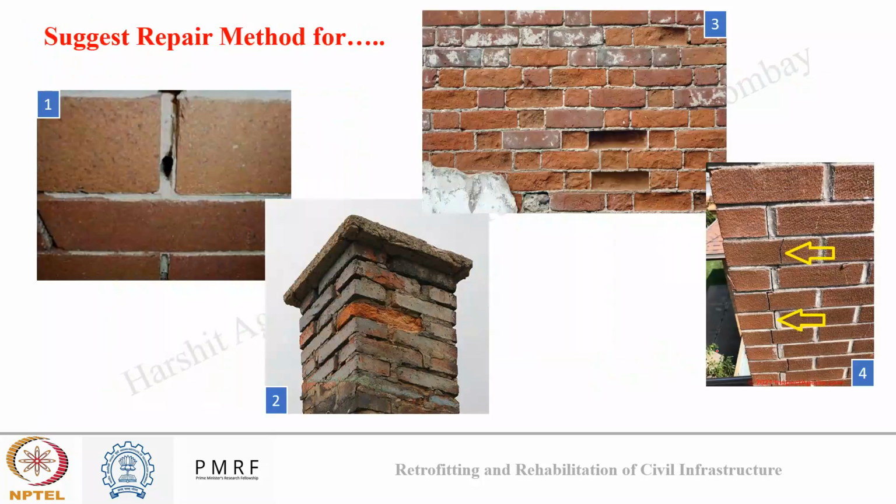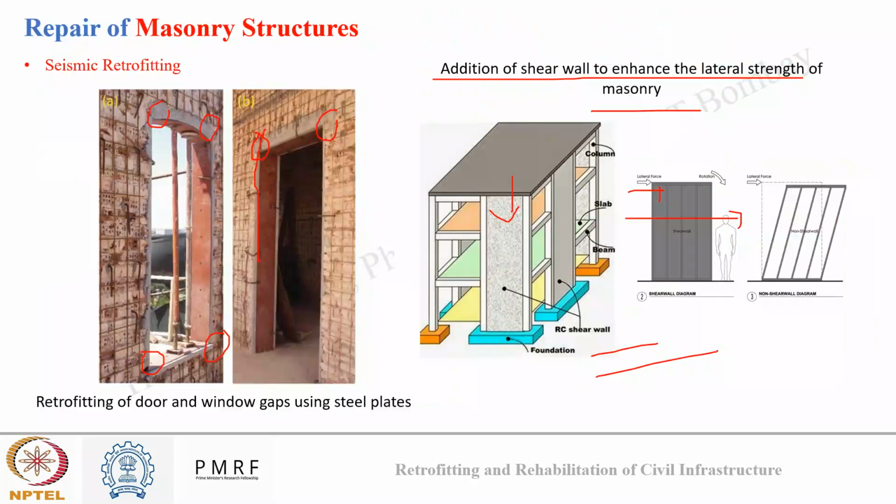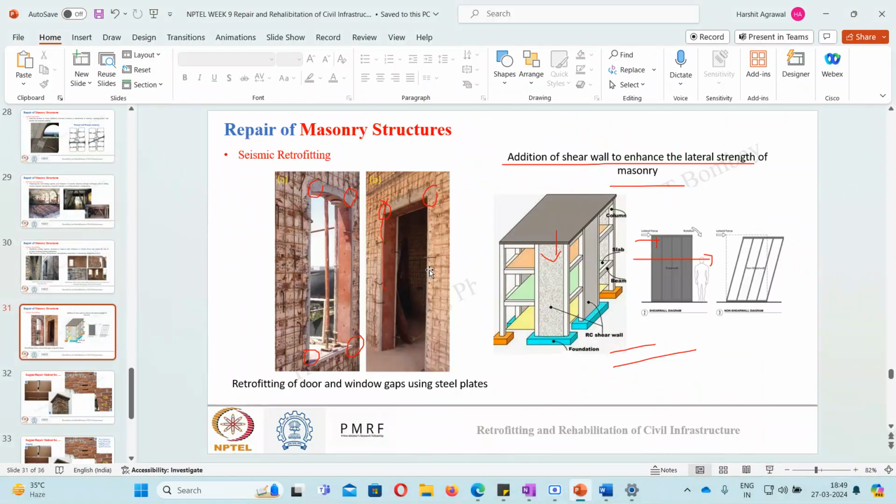Okay, any doubts in the discussion till now? So we started with discussing what is masonry, what are different types of masonry, how distress happens in masonry, how we visualize distress in masonry, how we evaluate the performance of masonry, and how we repair the masonry. Any doubt in the discussion till now?